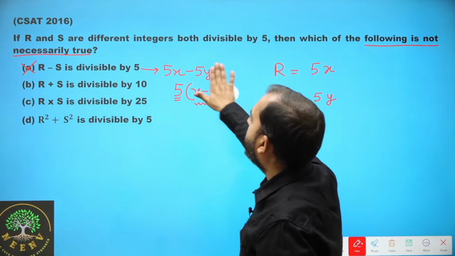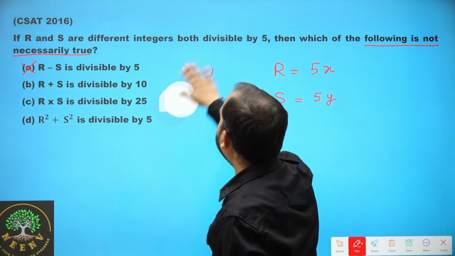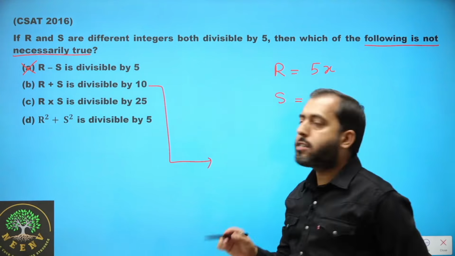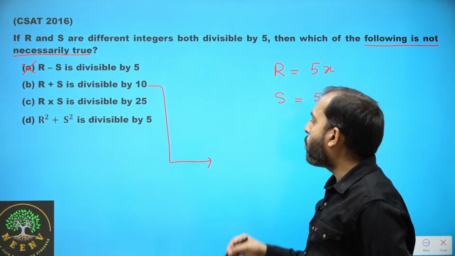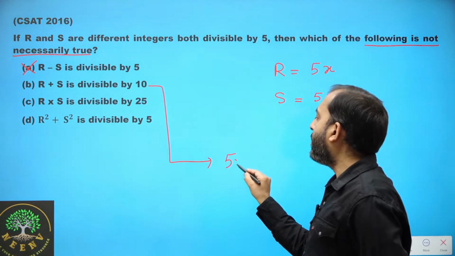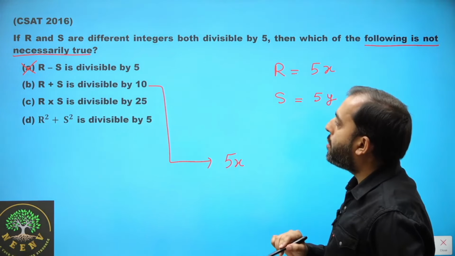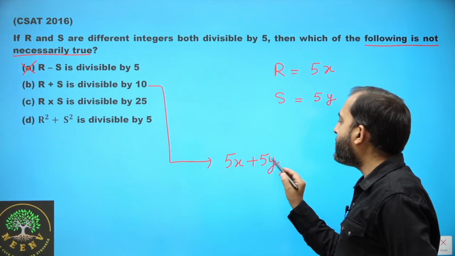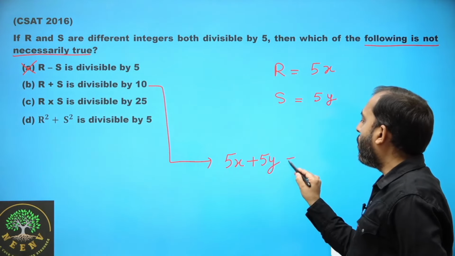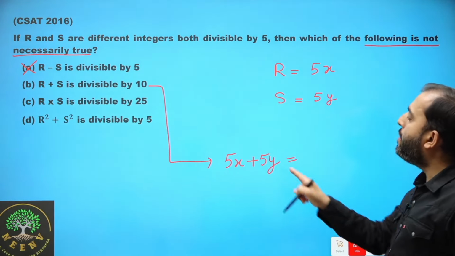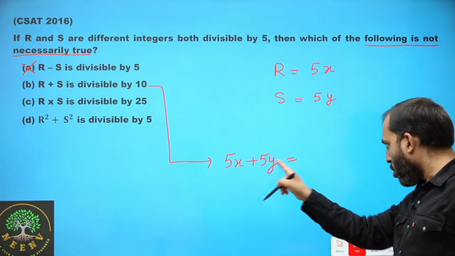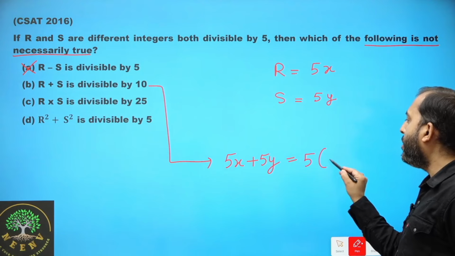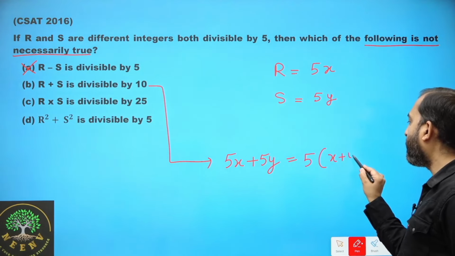Okay. Now let's talk about option B. It says R plus S is divisible by 10. What is R? 5x. What is S? 5y. Now R plus S, meaning 5x plus 5y. Now let's simplify this expression. It becomes 5 into (x plus y).